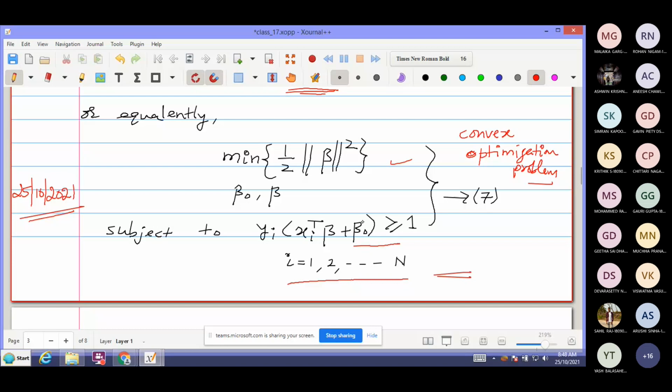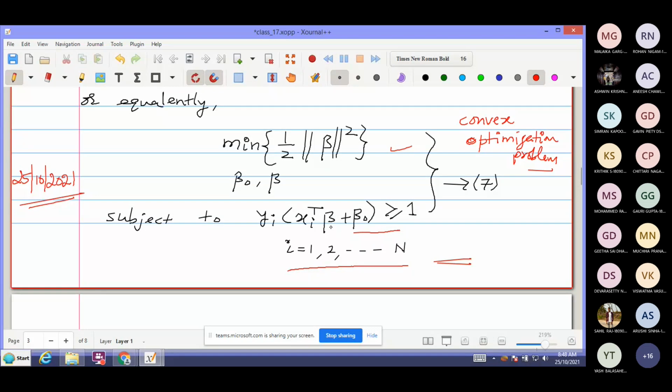Okay, with that we'll continue. We have to understand that it is a convex optimization problem, and the solution can be obtained by using the Lagrange primal function, in terms of beta and beta 0. Now there is one more interpretation of equation 7. Look at equation 7 here. Another way of looking at it is finding a minimum norm solution, norm 2 or whatever, such that all the data points are correctly classified.